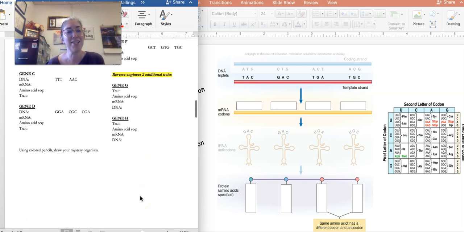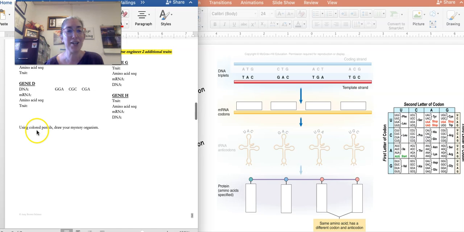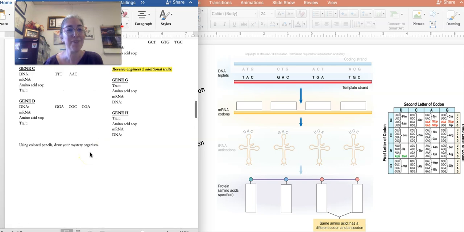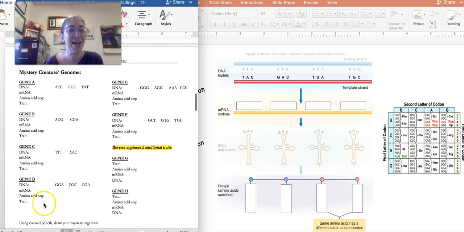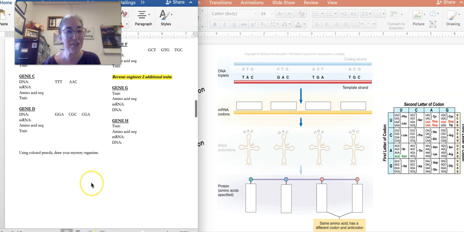So then at the end, using colored pencils or markers, or if you're on a tablet, you can do it, I don't care, do watercolors, whatever you want. Draw your mystery organism. So draw an organism that has these 8 different traits. And there's definitely creative license there. Even if 2 students have the same traits, the picture they draw will probably look a little different. And that's true of organisms as well.